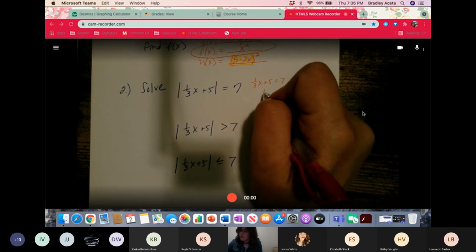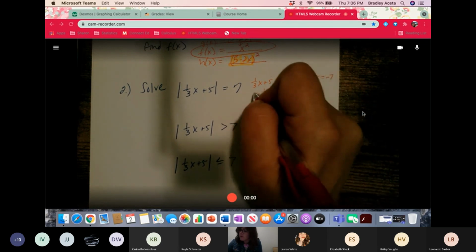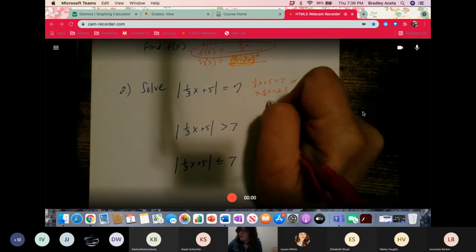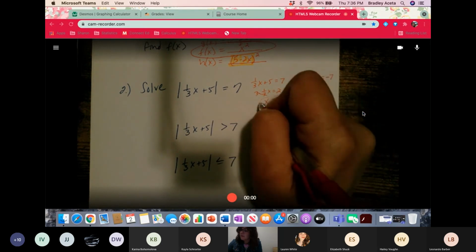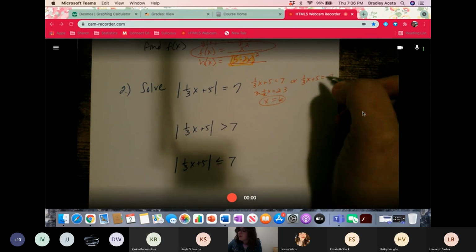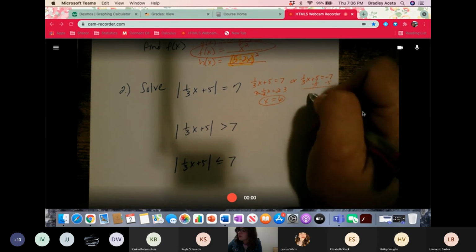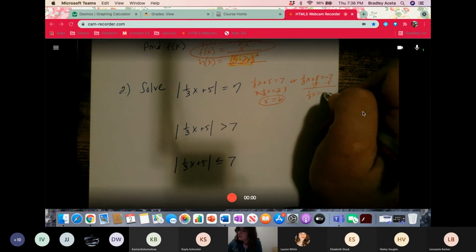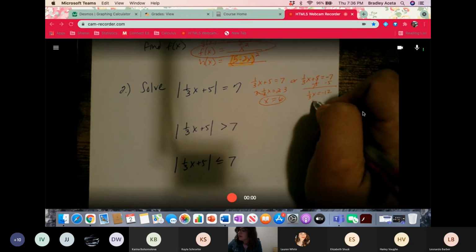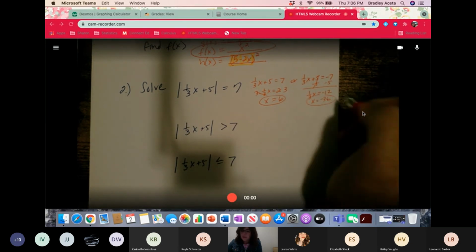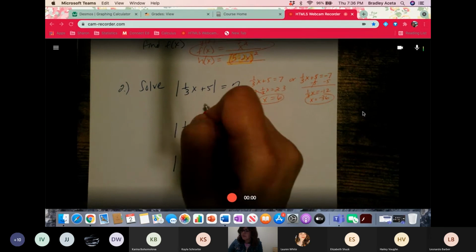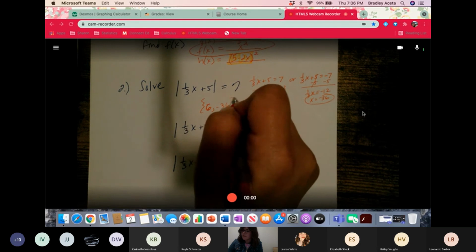Minus 5 would be 2 times 3, x is 6. Same thing over here. Minus 5, 1/3 x equals negative 12 times 3, x is negative 36. So your solution set for this one would be 6 and negative 36.